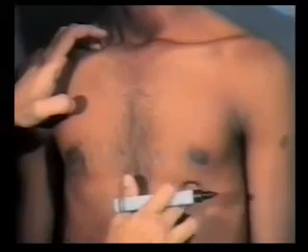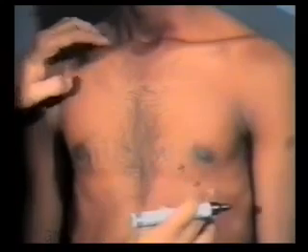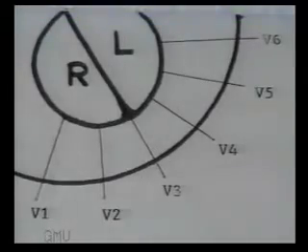Mark V4 in the mid-clavicular line in fifth intercostal space. The point midway between V2 and V4 is V3. Now mark V5 and V6 in the same horizontal level as V4 in the anterior axillary line and mid-axillary line in the sixth and seventh intercostal spaces respectively. Thus we have 6 standard chest leads, and this is a diagrammatic horizontal cross-section of the chest.